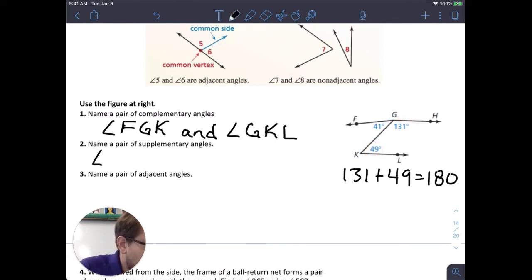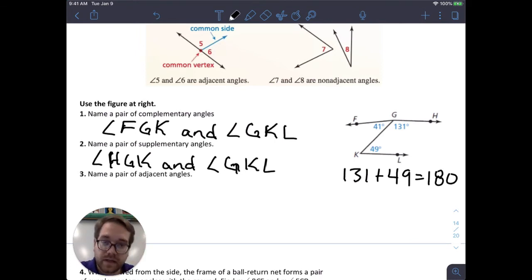And so that would be angle HGK and angle GKL. Those are supplementary angles.